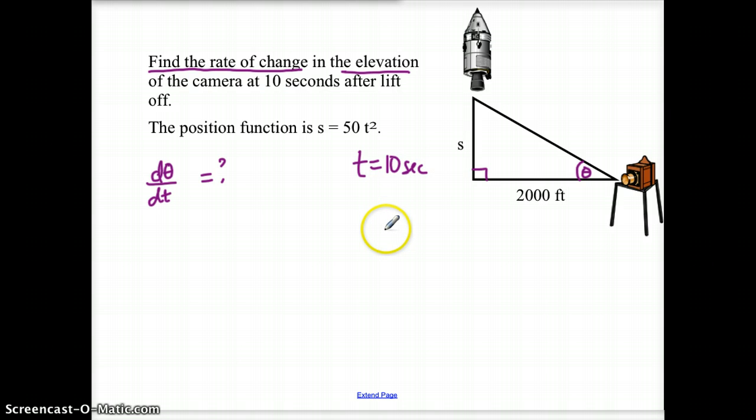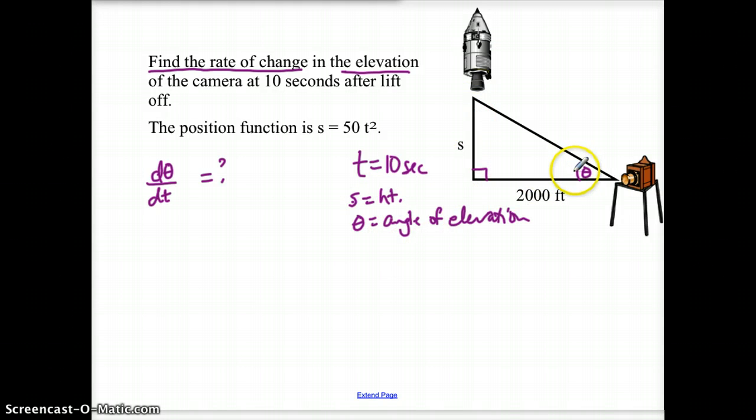So what are our variables? We've got S is the height of the rocket. We've got theta is the angle of elevation. T is time. And we need an equation that relates S and theta. Well, we've got a right triangle. Could we use Pythagorean theorem, like a squared plus b squared equals c squared? No, because I don't care about this, and it didn't involve the angle. I need an equation that involves the angle and the height.